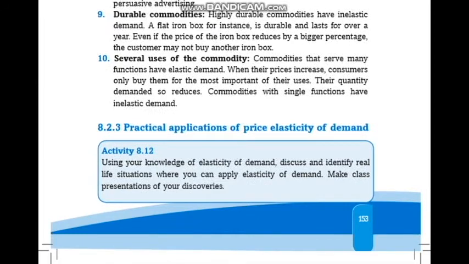Number 9. Durable commodities. Highly durable commodities have an inelastic demand. A flat iron box, for instance, is durable and it lasts for over a year. Even if the price of the iron box reduces by a bigger percentage, the customer may not buy another iron box.